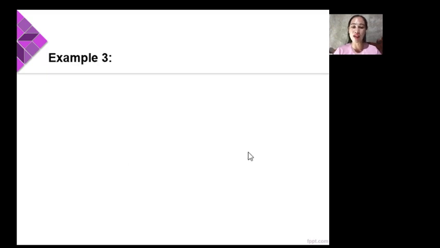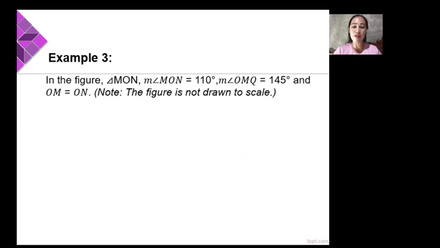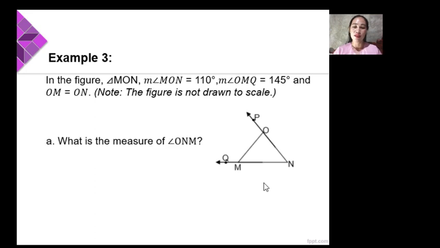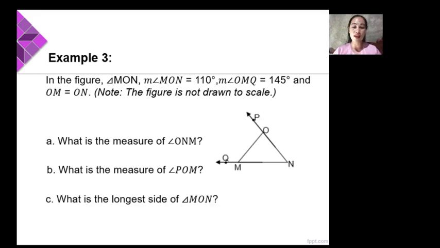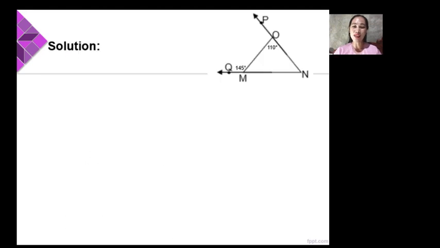Now let's have the third example. In the figure, triangle MON, the measurement of angle MON is equal to 110 degrees. The measurement of angle OMQ is equal to 145 degrees. And side OM is equal to side ON. Now, what is the measure of angle ONM? What is the measure of angle POM? And what is the longest side of triangle MON? Okay, so let's find out.